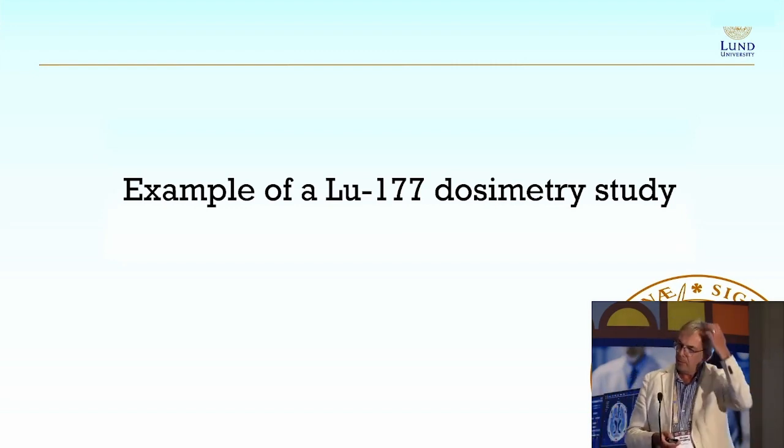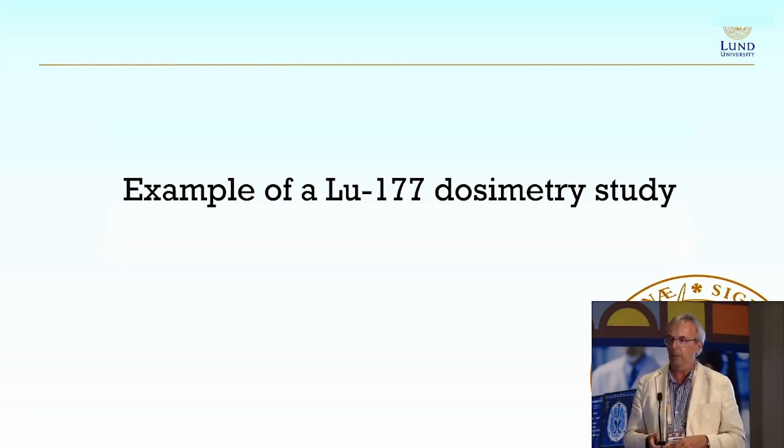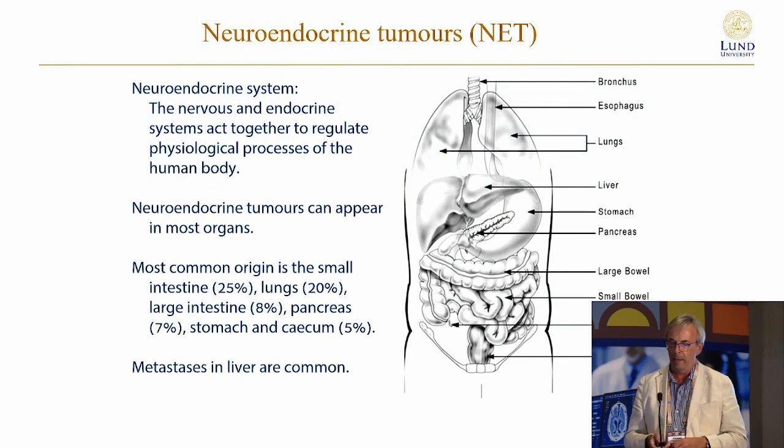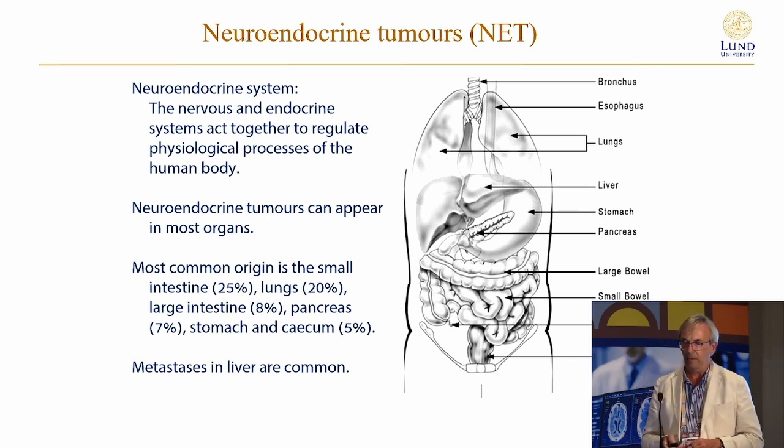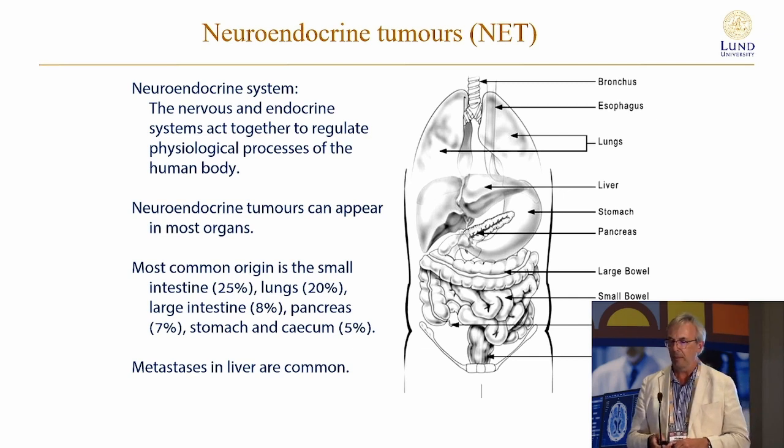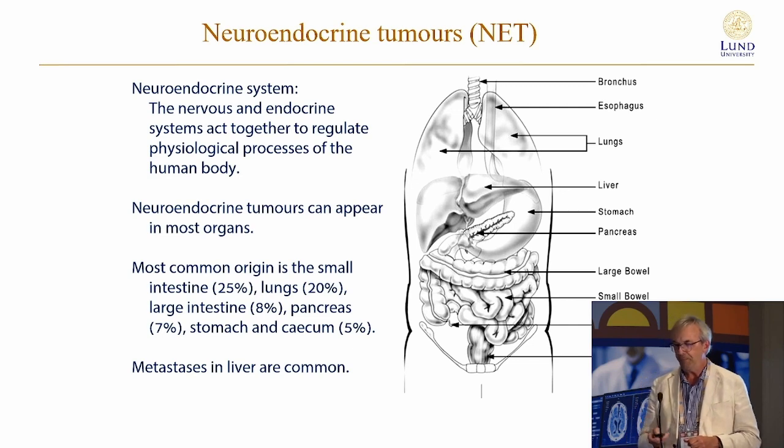So, an example of one study: we have been working a lot with lutetium. And I think that most of you know this treatment. It's a treatment of neuroendocrine tumors, and we use a peptide labeled with lutetium-177, called dotatate.